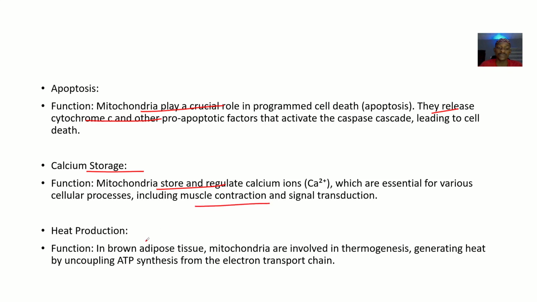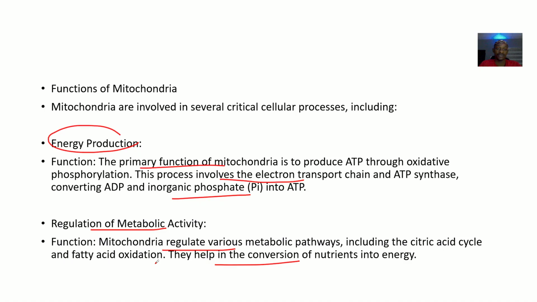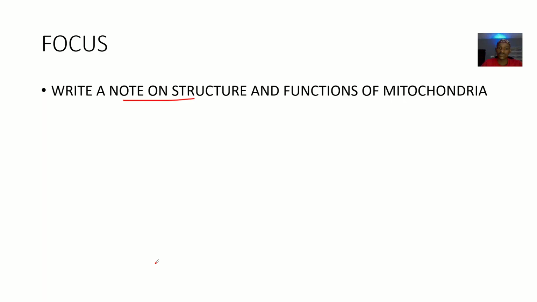Then heat production. In brown adipose tissue, mitochondria are involved in thermogenesis, generation of heat. They generate heat by uncoupling ATP synthesis from the electron transport chain. So that's it on the notes on the structure and functions of mitochondria.